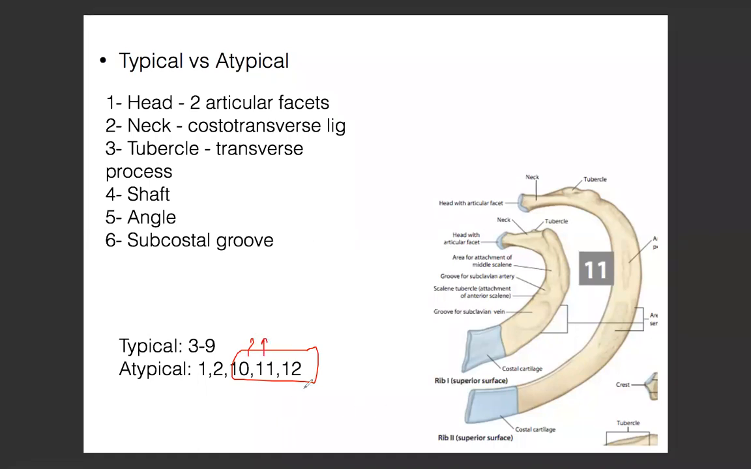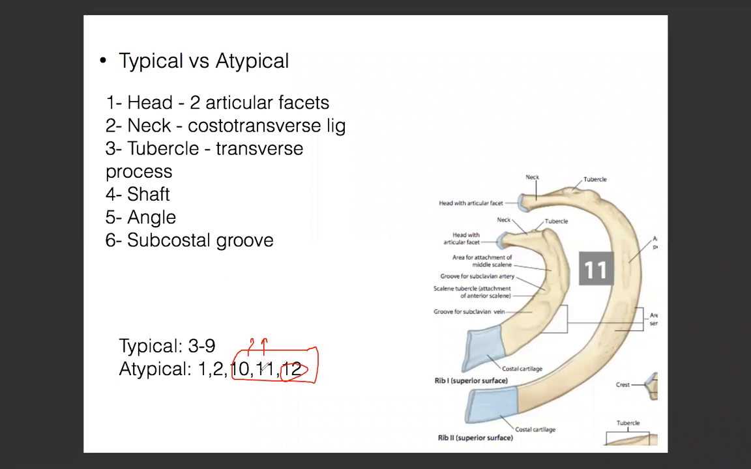The 12 is atypical for all reasons. It's atypical because it doesn't even have a subcostal groove at all, because it doesn't have an intercostal space below it. And it's very short. Actually, it's a floating rib. And it only has 1 facet because there is no thoracic vertebra below it, and it has no tubercle. So the 12th almost has none of the criteria.